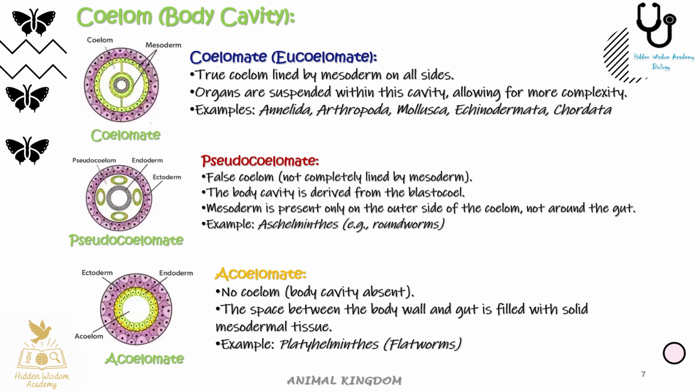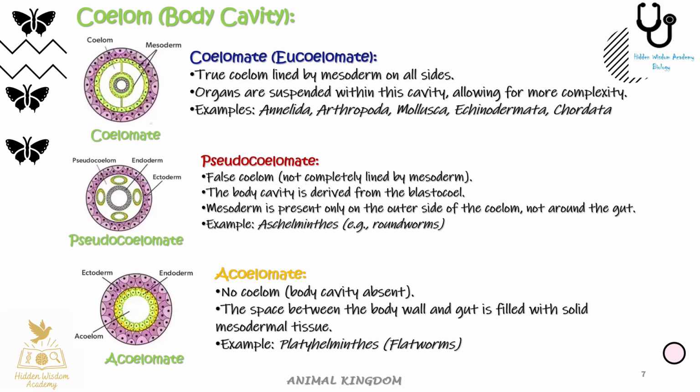Now, let's learn about the types of body cavities: coelomate, pseudocoelomate, and acoelomate. Coelomates or eucoelomates have a true coelom that is completely lined by mesoderm on all sides. This allows for greater complexity and organ development. Examples include Annelida, Arthropoda, Mollusca, Echinodermata, and all chordates.